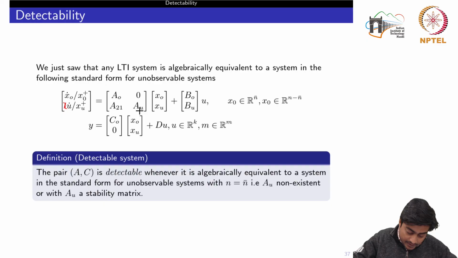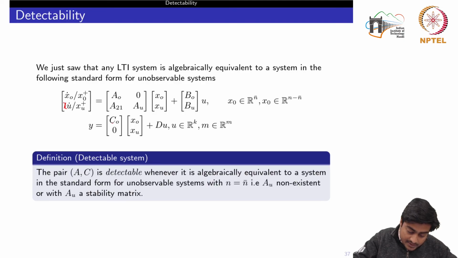So the pair (A, C) is detectable whenever it is algebraically equivalent to a system in the standard form for unobservable systems with n equal to n bar, that is, A_U is non-existent, or with A_U a stability matrix. Right, what does it mean? See here, so we have A_O and C_O.